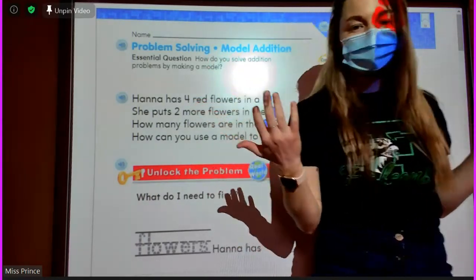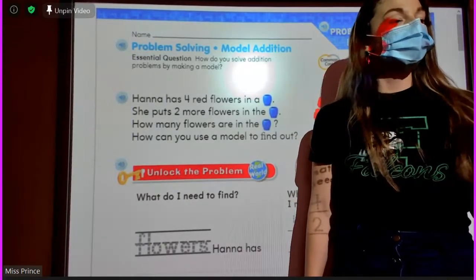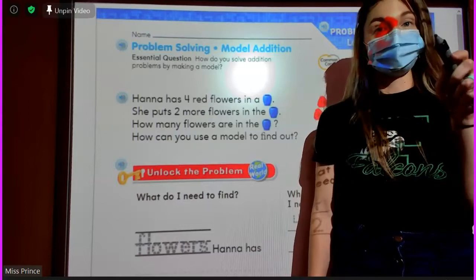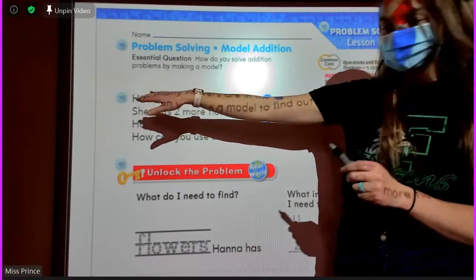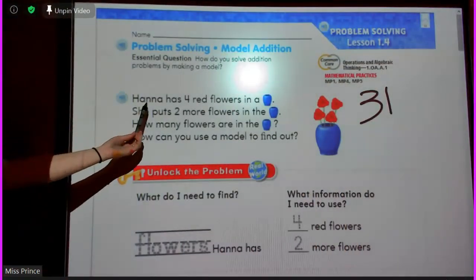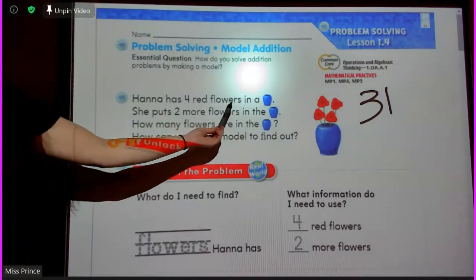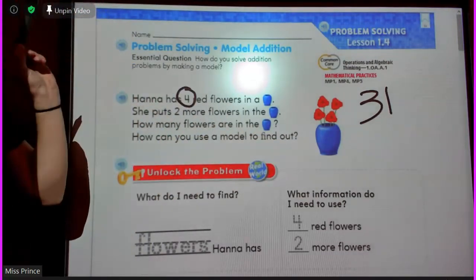All right, our first story problem. I have to circle the important parts in my book. So if I circle it in your book, I want you circling it in your book with your pencil. Okay, Cruz? Pencil up. Okay. Hannah has 4 red flowers in a vase. So I see a 4. Circle the 4. She puts 2 more flowers in the vase.